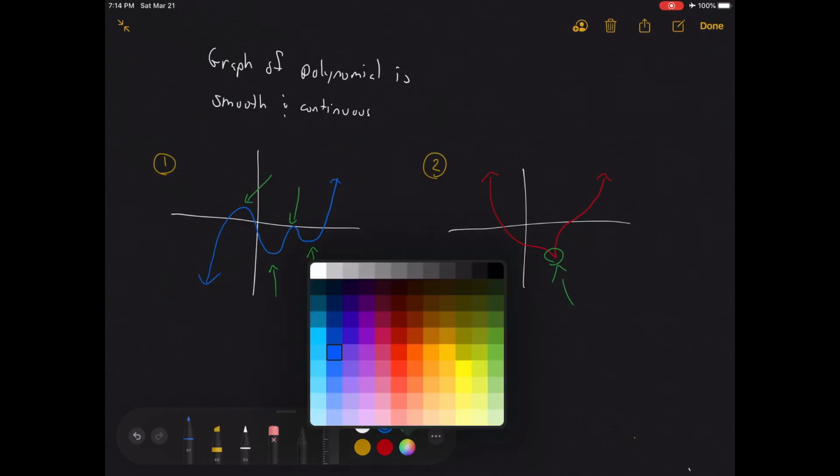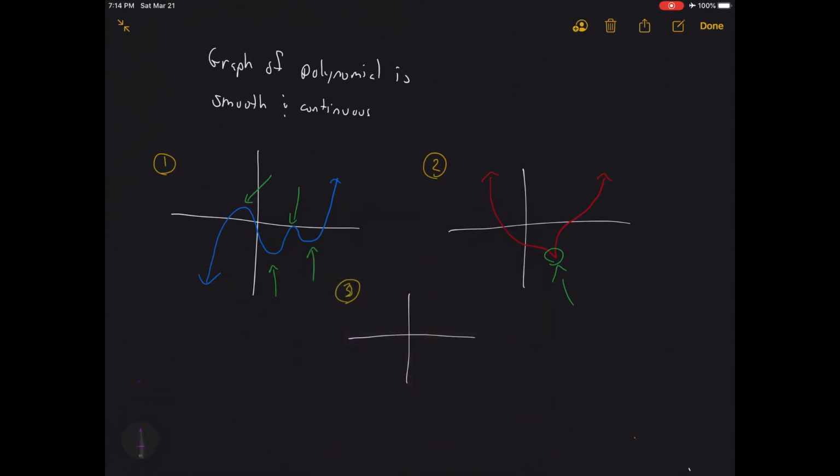So here, let's try a different color. Let's go with something like purple. So discontinuous means that it might do something like this. It is smooth up until here, and then all of a sudden, it picks back up here and does something like that. So that right there would be discontinuous. As you can see, there is a major gap in the graph between here and here. That is not continuous. So this would be not continuous.